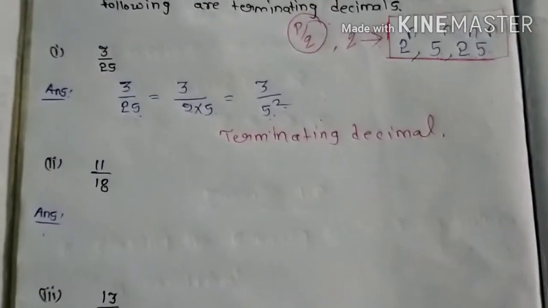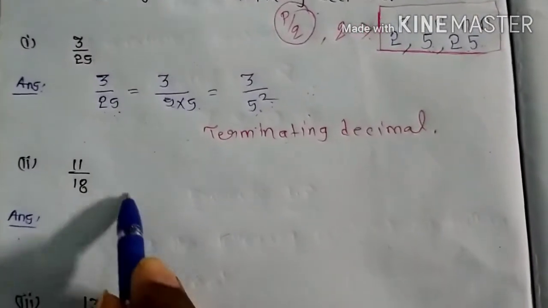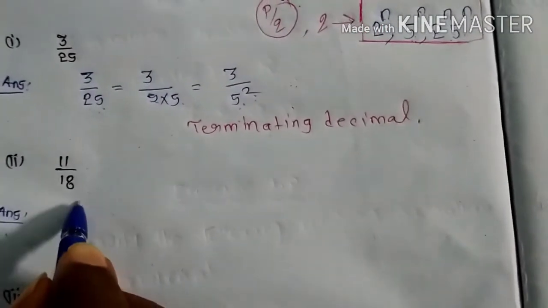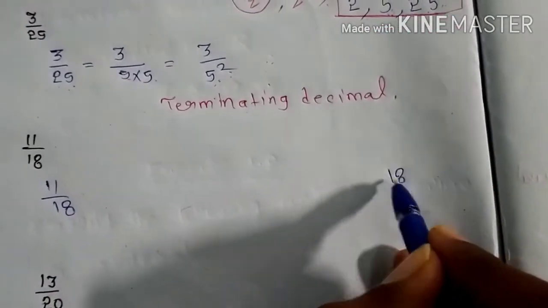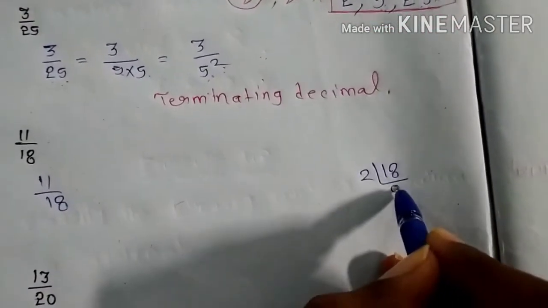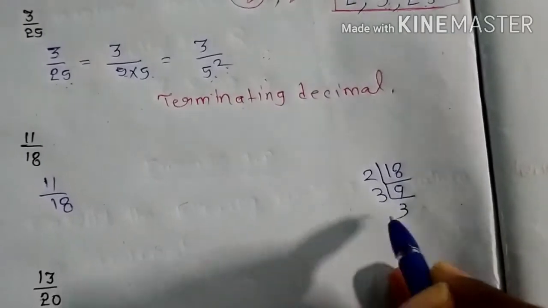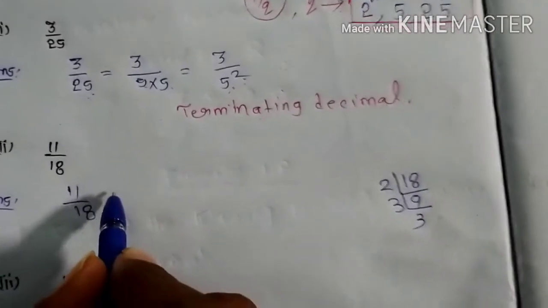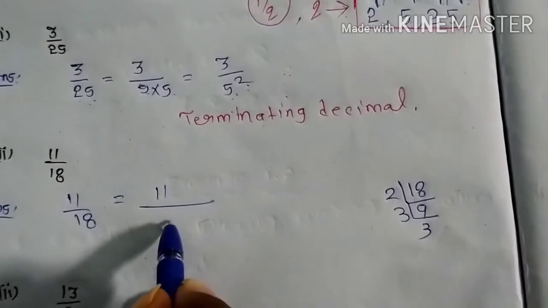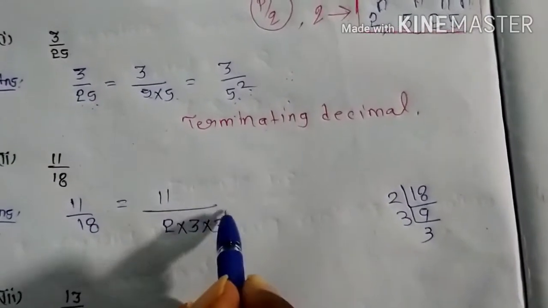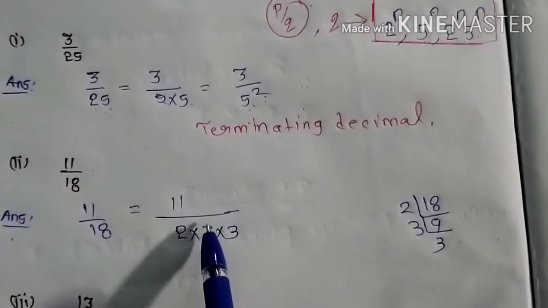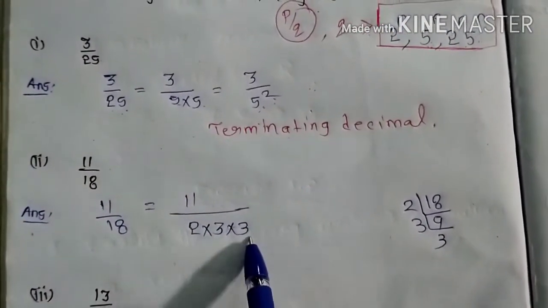Now you can see the next problem. See here, 11 by 18. How can you write 11 by 18? First you can see here 18. You know the LCM method: 2 nines are 18, 3 threes are 9. Is it okay? Yes. That means I can write 11 by 2 into 3 into 3.